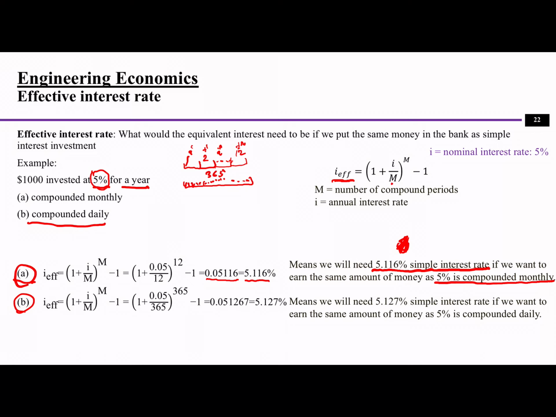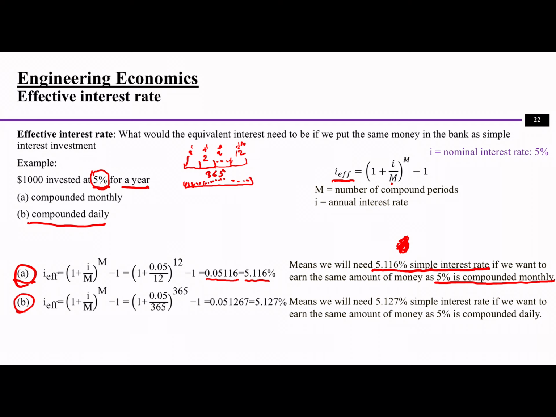All right, now in the second case, it means we will need 5.127% in simple interest rate if we want to earn the same amount of money as 5% compounded daily. Right? Same as what I described before.